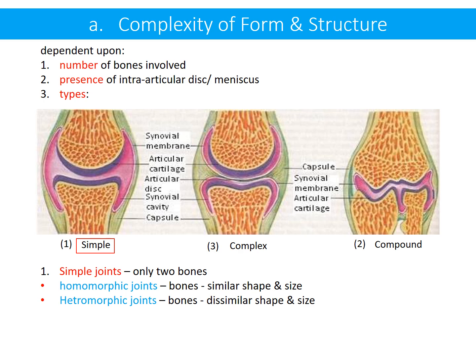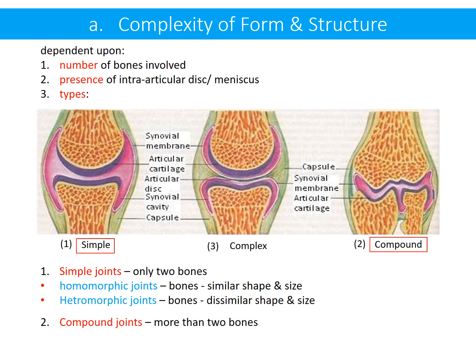According to this criteria, the synovial joints are divided into three categories. Number one, simple joints, where only two bones are involved. Simple joints are of two varieties. Number one, homomorphic joints, where the bones involved are similar in shape and size. And the second variety is heteromorphic joints, where the bones involved are dissimilar in shape and size.